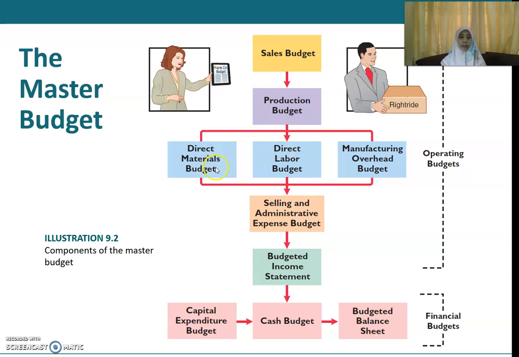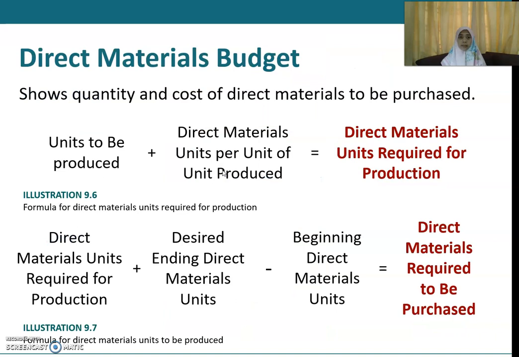That will be your direct material, your direct labor, and manufacturing overhead. So let's look at the preparation of your direct materials budget. The direct material budget shows the quantity and cost of direct materials to be purchased. Okay, how much direct material do we need to purchase? First, we decide the quantity, and then we decide the value, or the cost in ringgit and cent. So you start off with the units to be produced.